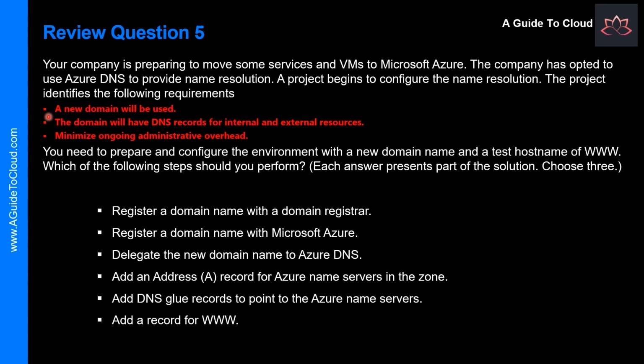The first requirement is that a new domain will be used. The second requirement is that the domain will have DNS records for internal and external resources. And the third requirement is to minimize ongoing administrative overhead. Right. So you need to prepare and configure the environment with a new domain name and a test host of www. Which of the following steps should you perform? And we need to choose 3 answers to complete the solution.